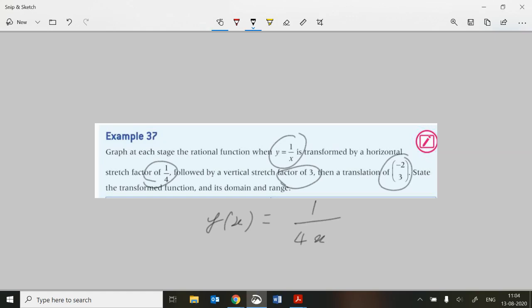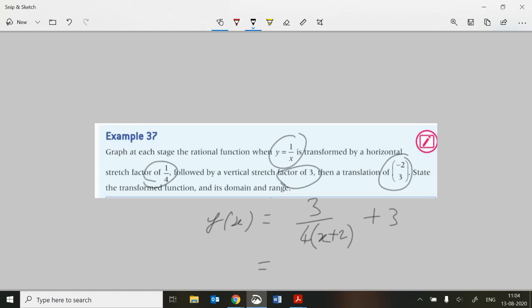Okay, followed by a vertical stretch factor of 3. So that now becomes 3 over 4x. And the translation of this thing here. So let's deal with the y first, because that's easy, plus the 3 on the end. And then we need to go backwards by 2. So remember, we can put on those brackets there at the bottom, and then we can put that plus 2. So that's what we need.